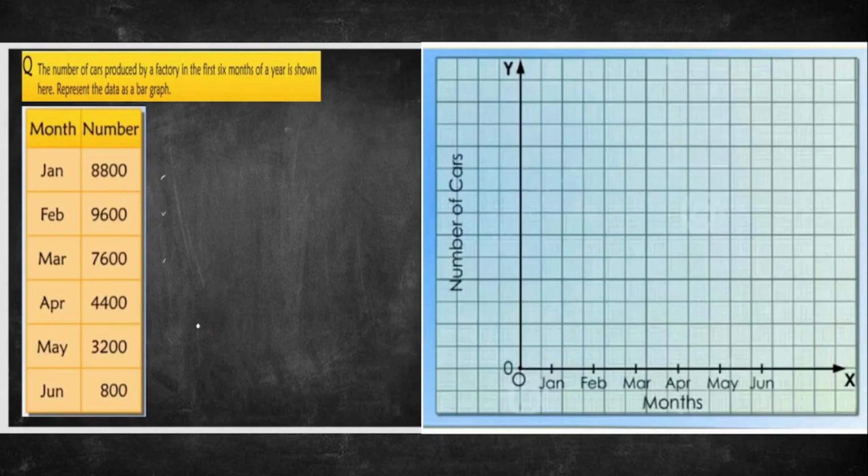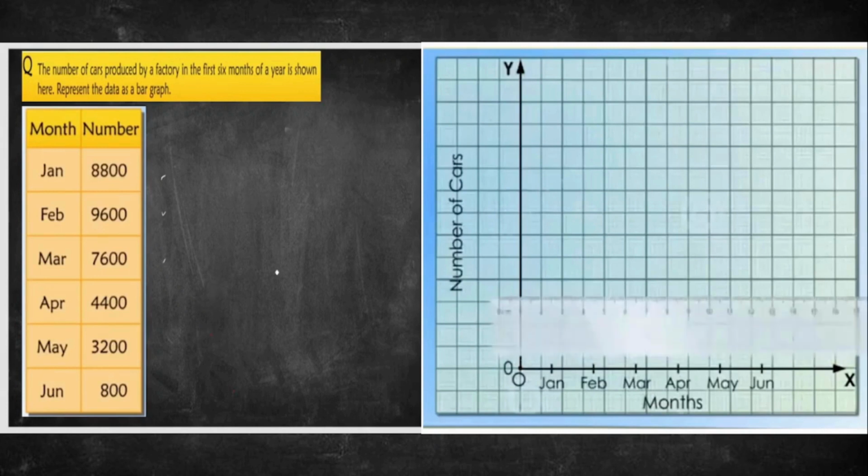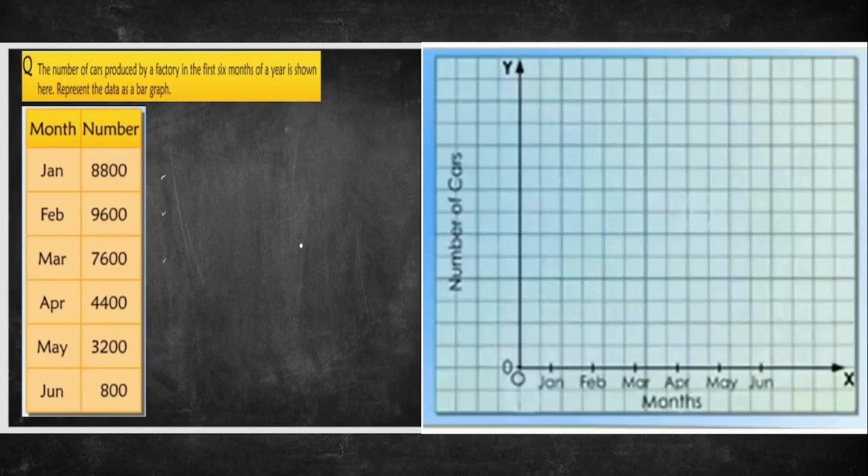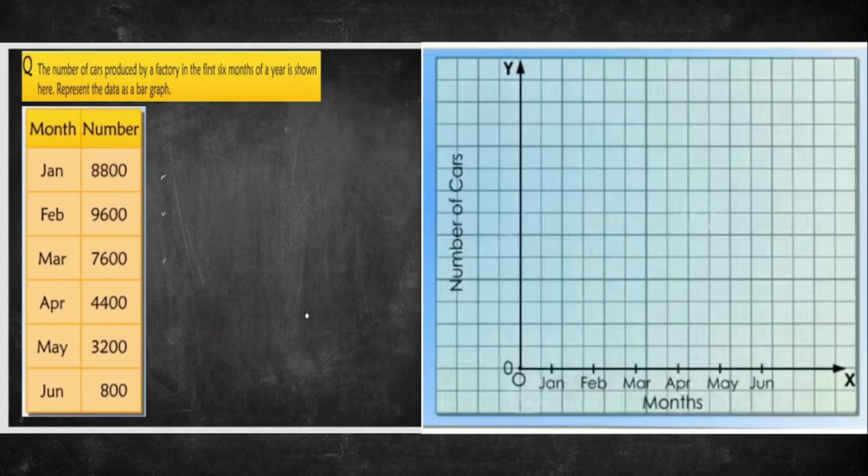Now on the y-axis, we need to write the numbers. But when we draw the graph, we need to take care that these bars should have a common or uniform scaling, as well as the width of the bar should always be the same. Now, as we have drawn this number of cars, here we will write the numbers.